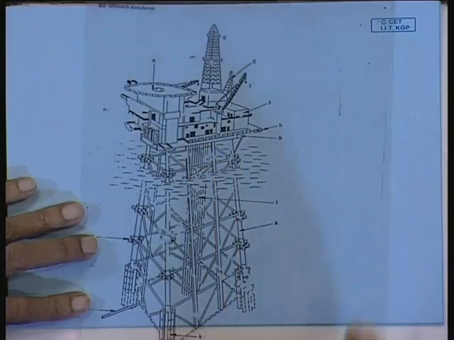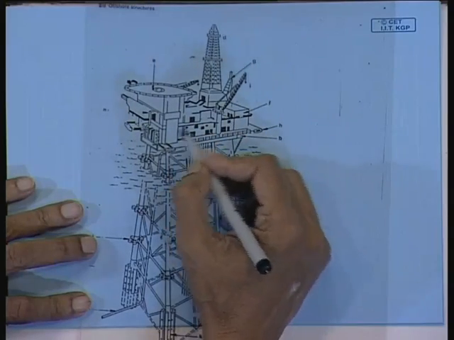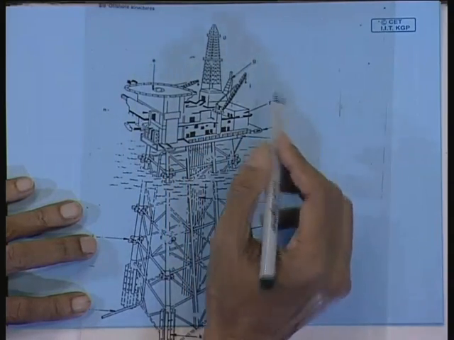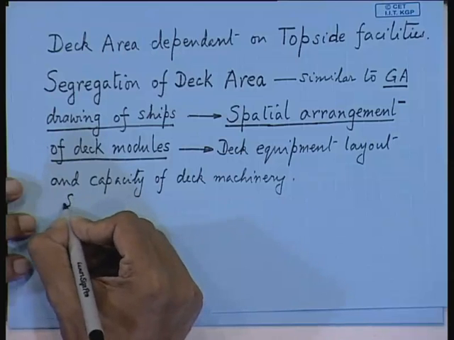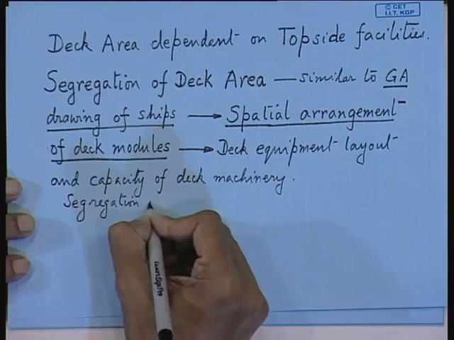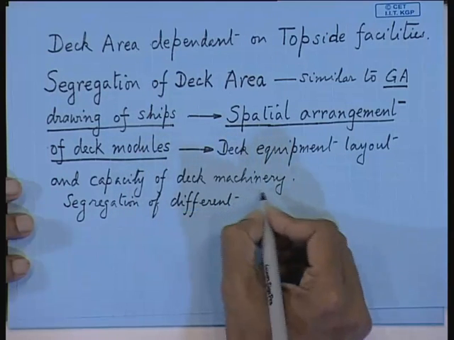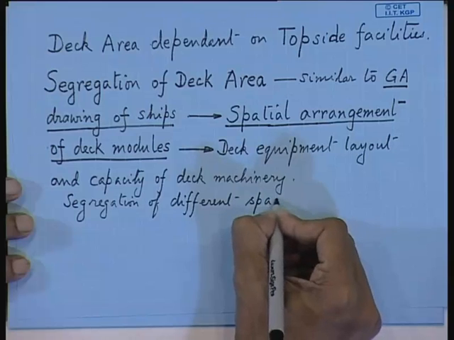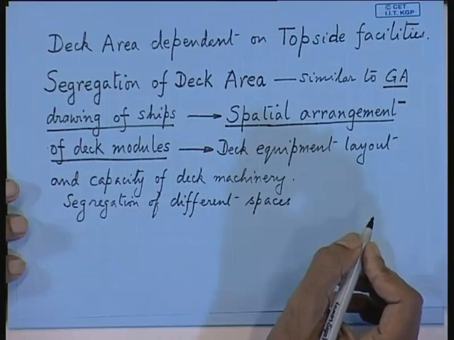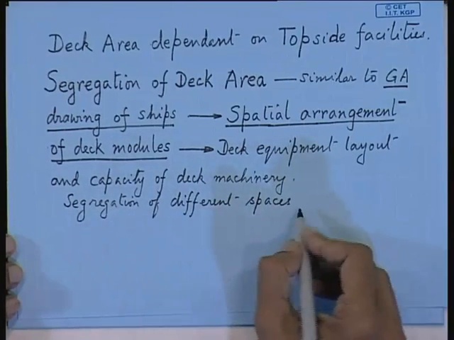So, the segregation of the deck facilities is not done in a random way, but there is a definite reason for the segregation of the various facilities. Main reason of segregation of spaces, of different spaces. In ships, when you draw your GA, what are the different spaces that you segregate? First, you segregate the engine room, then the cargo space, that is your hold, then your accommodation. So, similarly, here you do the segregation of different spaces.